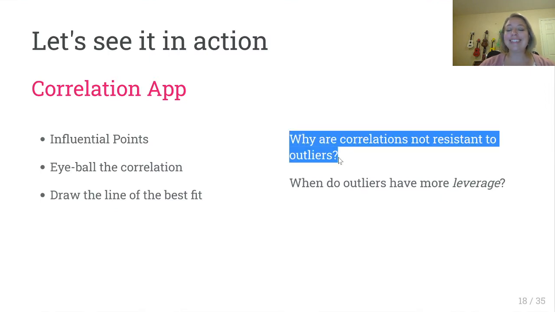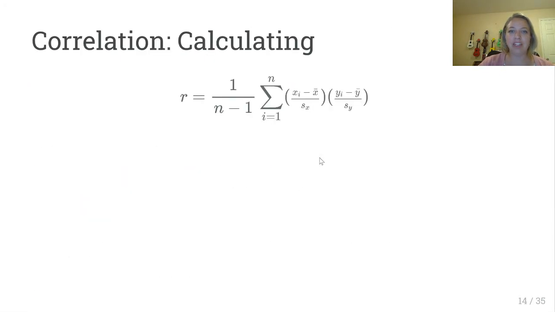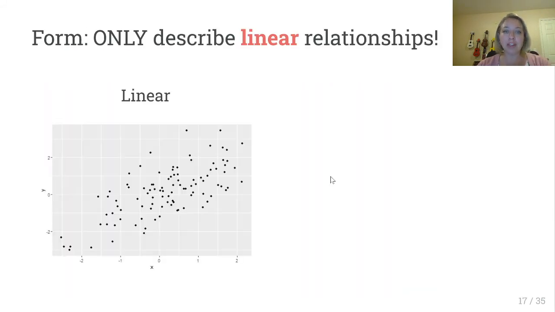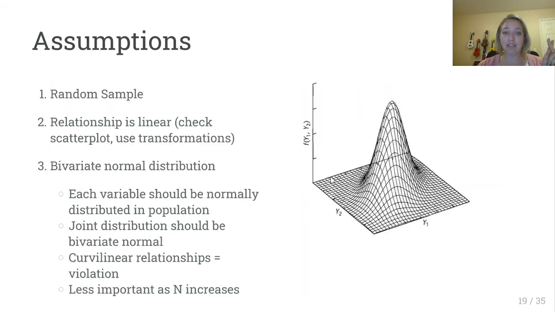So correlation is not resistant to outliers, and it's because the correlation is built, remember that nasty formula, using means and standard deviations. And means and standard deviations are highly influenced by extreme values. So if we have extreme values, it'll throw off the means and standard deviations, which will then in turn throw off the correlation. So again, always plot your data to see if it's linear, to see if you have outliers.